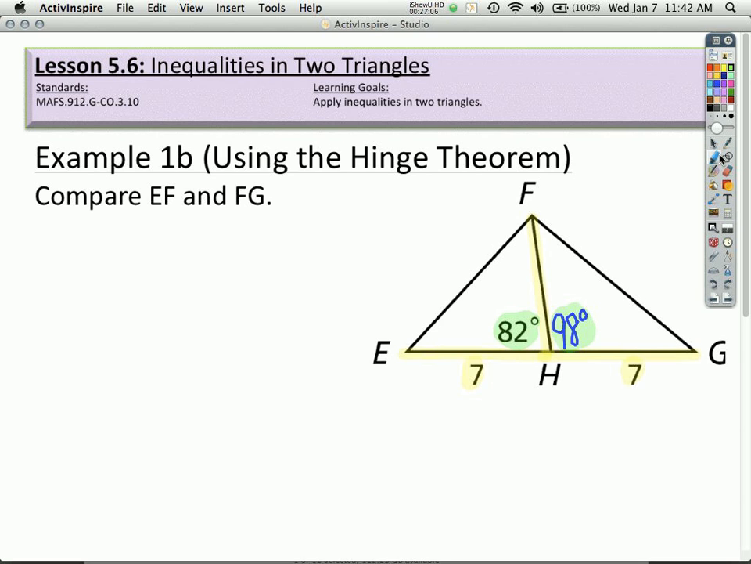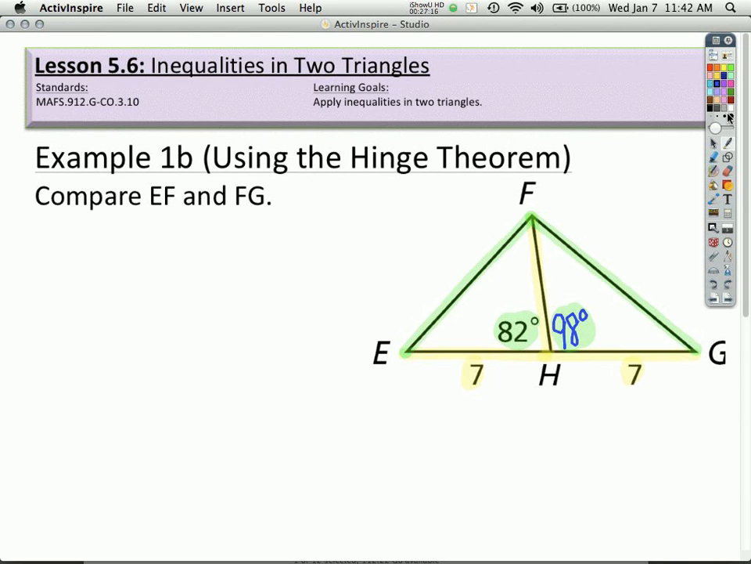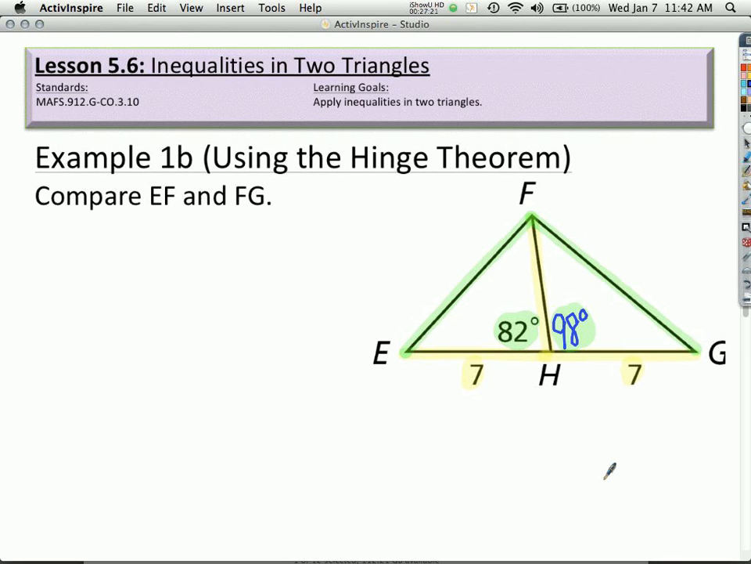We are asked to compare EF, which is this side, this distance, to FG. So now we have all the evidence we need. What statement can we make about those two lengths? Nathaniel? You can say FG is greater than EF. Of course, you can flip it around and say EF is less than FG. Either way, it's the same thing. Absolutely. And that is based on the hinge theorem.